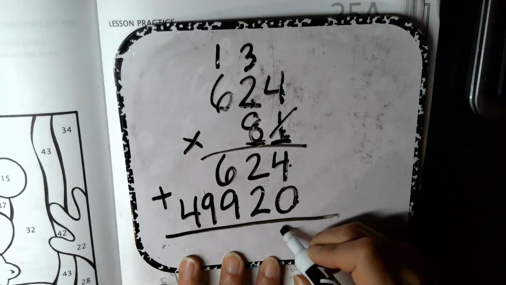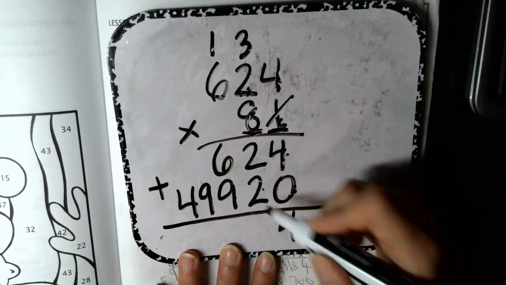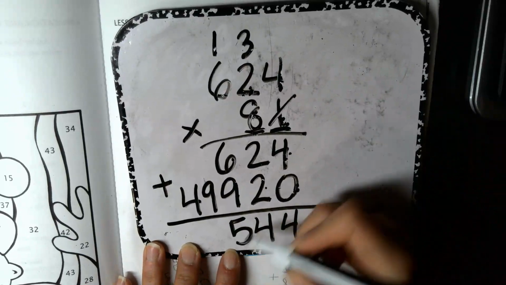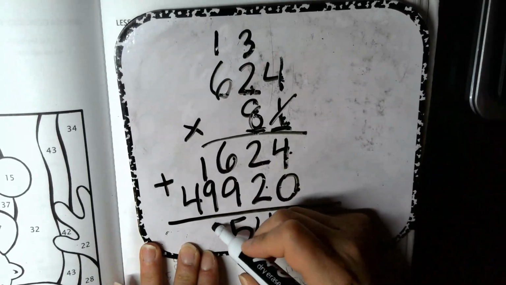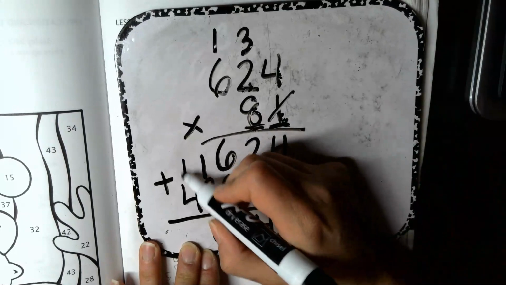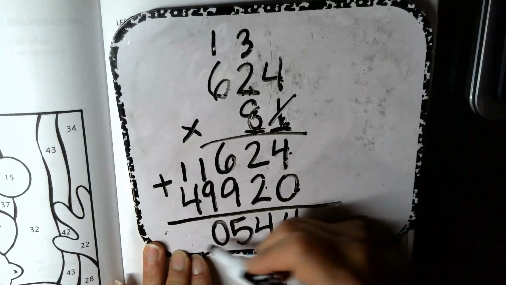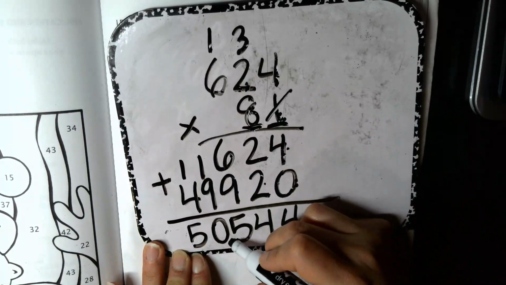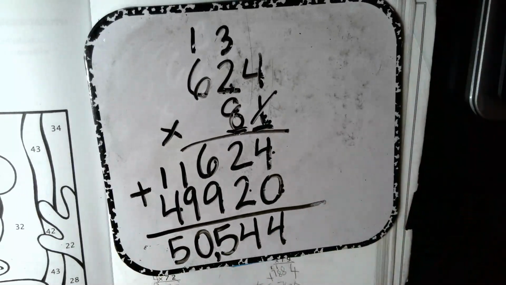So now we're going to add the 1s plus our 10s. 4 plus 0 is 4. 2 plus 2 is 4. 9 plus 6 is 15. 9 plus 1 is 10. Put our 0 down, carry our 1 over, and 4 plus 1 is 5. And then we do 1, 2, 3, comma. And that's our answer. Okay?